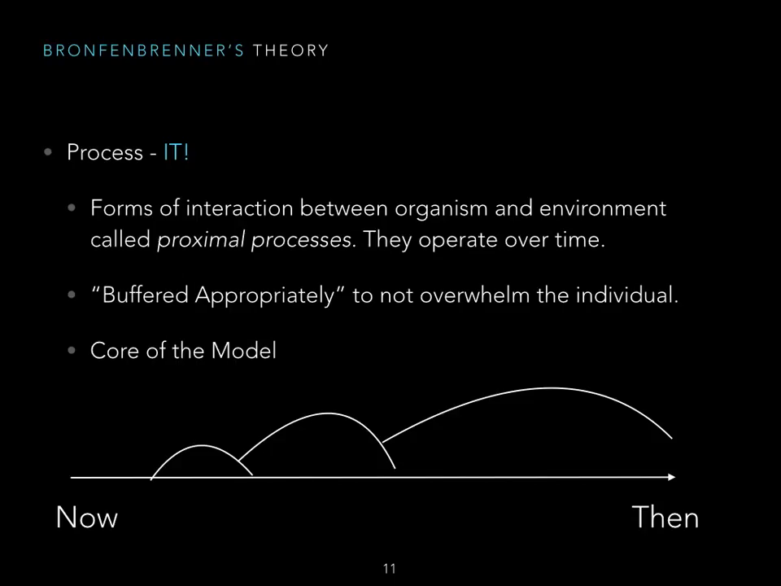So this is the core of Bronfenbrenner's theory, and we'll start to make more sense of this a little bit later when we look at the theory as it relates to the other parts. So I just drew this little graph, and it kind of shows you that this is chronological, and this is the process portion of everything.